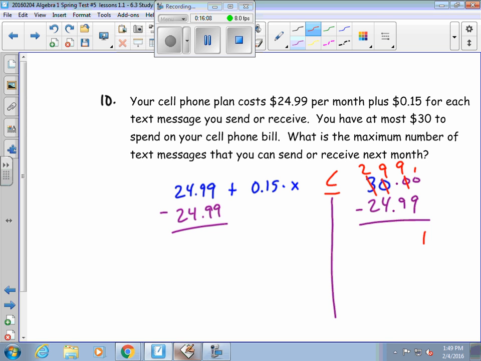10 minus 9 is 1. 9 minus 9 is 0. 9 minus 4 is 5. And 2 minus 2 is 0. So $5.01 is left over. This is canceled out. 15 cents times X is still there.